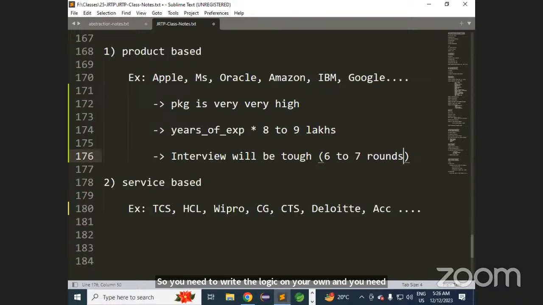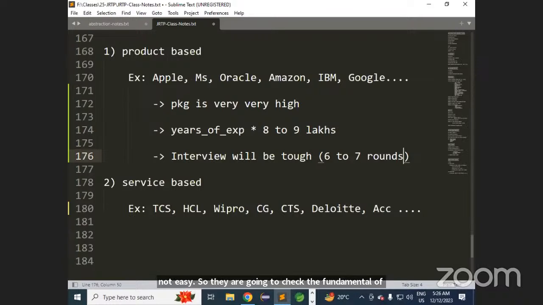Performance of your code: what is the best case? What is the average case? What is the worst case of your program in terms of big O notation? They are going to check that. So 6 rounds of interview, 6 questions will be available. That's it. But these questions are not easy. They are going to check the fundamentals of computer programming.